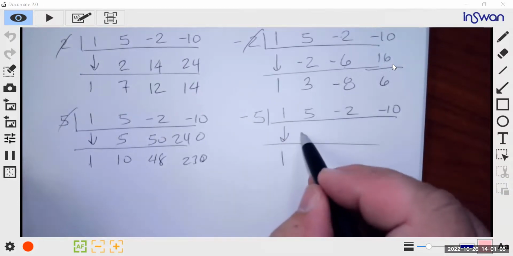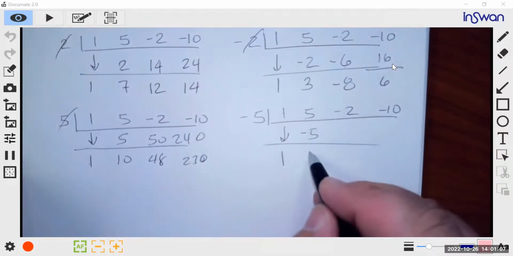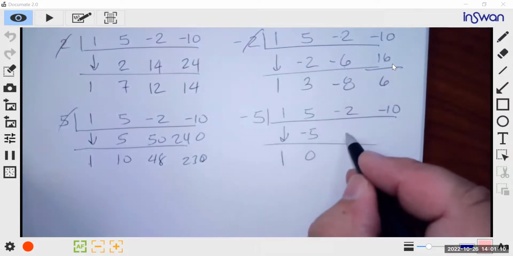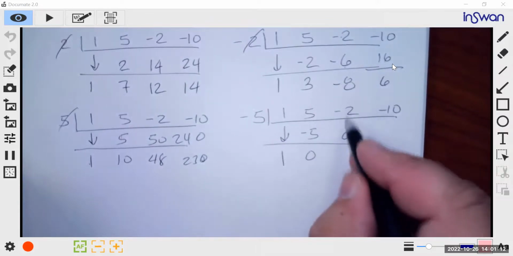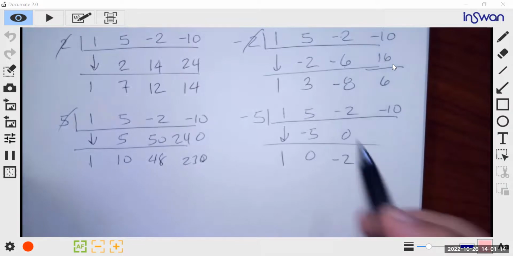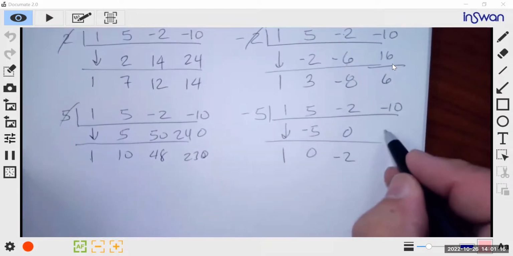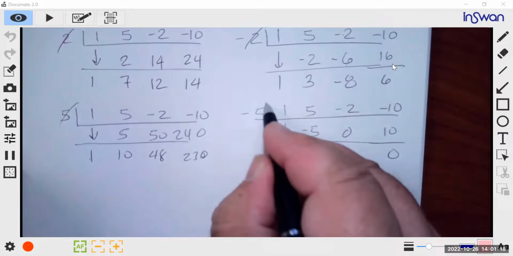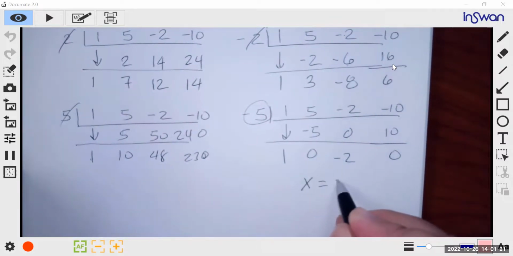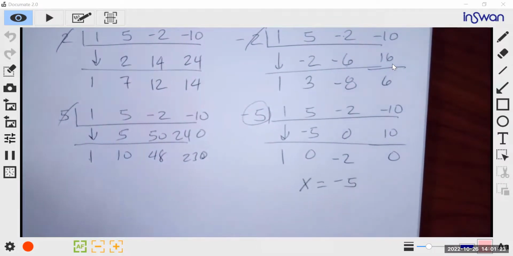-5 times 1 is -5. 5 minus 5 is 0. -5 times 0 is 0. -2 plus 0 is -2. -5 times -2 is +10. Yes, there's our first answer. So x equals -5.